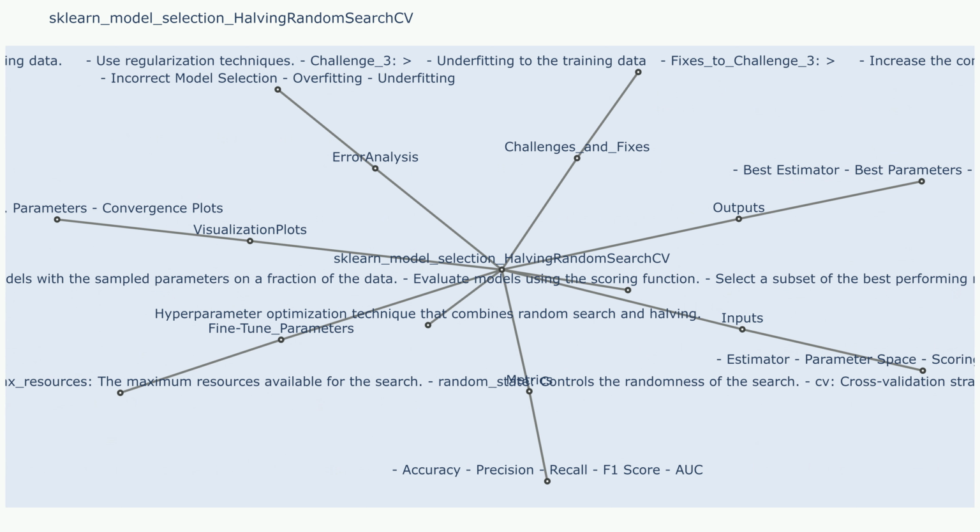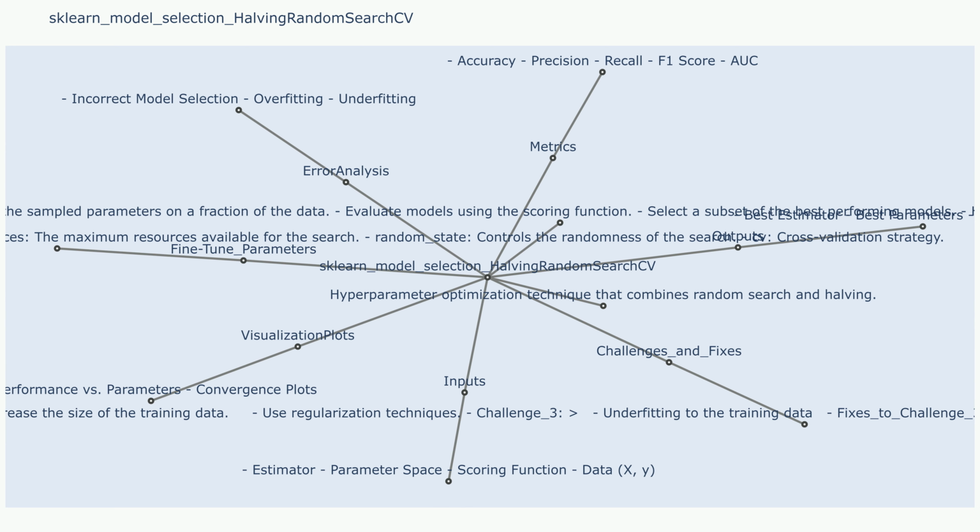Visualization plots. Learning curve plots the performance of the model as a function of the amount of training data. Validation curve plots the performance of the model as a function of a single hyperparameter. ROC curve plots the true positive rate against the false positive rate for different classification thresholds. Precision recall curve plots the precision against the recall for different classification thresholds.